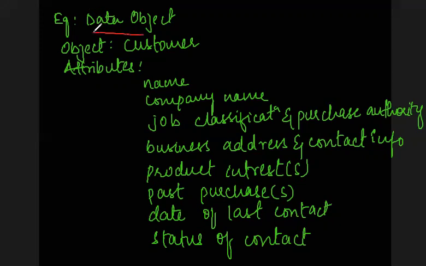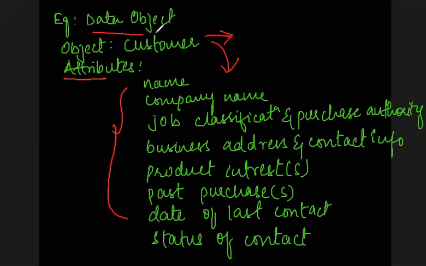This is the data object. Within the data object, you're going to have multiple attributes that this customer is going to have. So these data objects are used, and as I said, there are different attributes. Now let me give you another example.